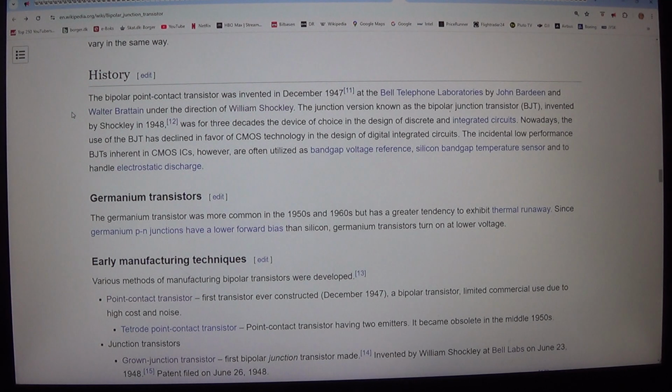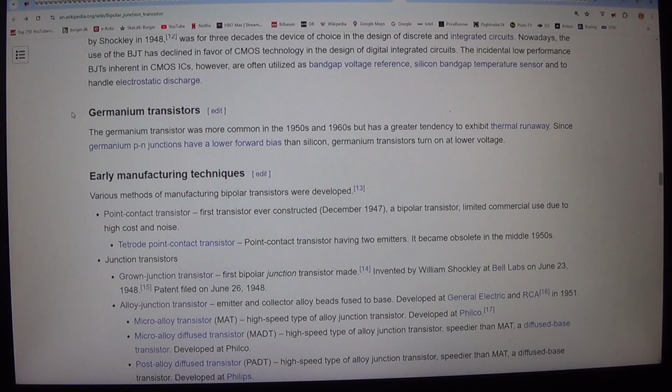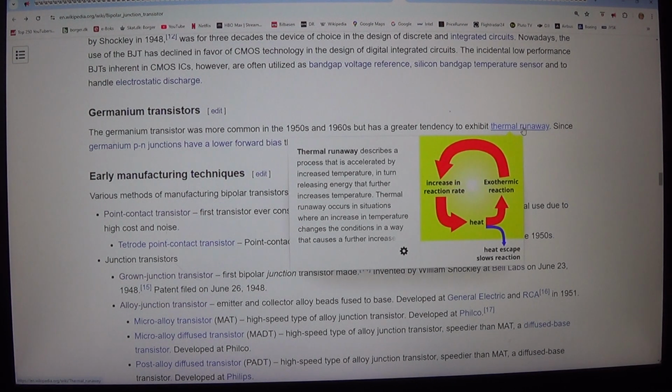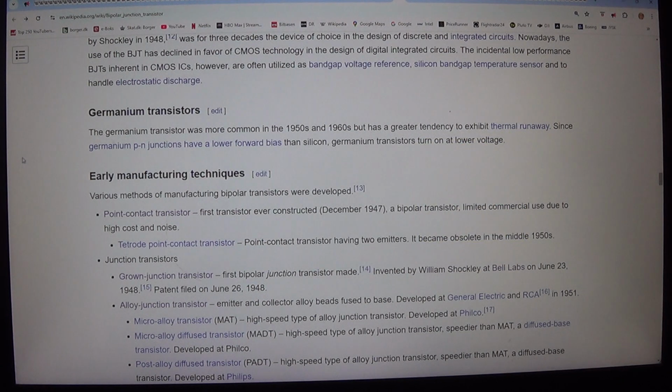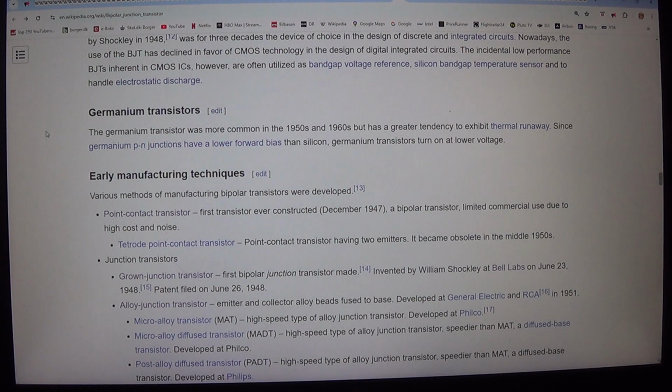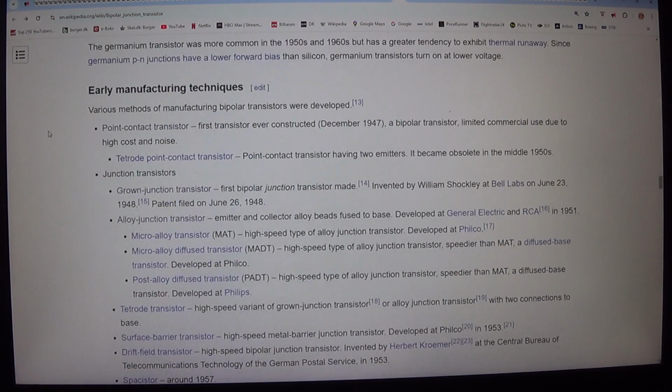Germanium transistors. The germanium transistor was more common in the 1950s and 1960s but has a greater tendency to exhibit thermal runaway. Since germanium p-n junctions have a lower forward bias than silicon, germanium transistors turn on at lower voltage. Early manufacturing techniques.